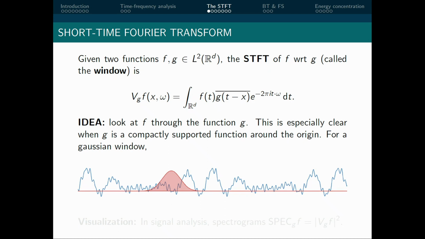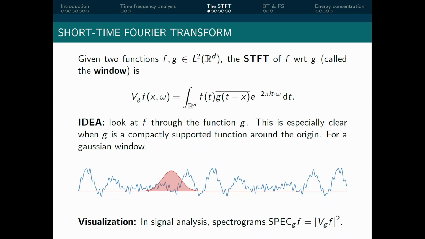What you end up with is a 2D representation of the function, in what we call the time-frequency plane. At a certain time and at a certain frequency, the short-time Fourier transform will give you the amplitude of that frequency at that point in time, roughly.